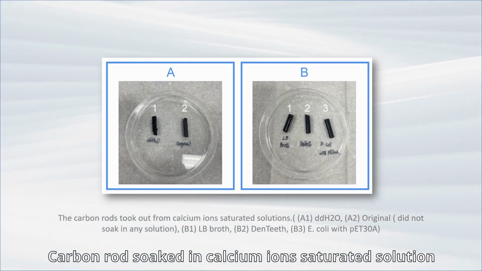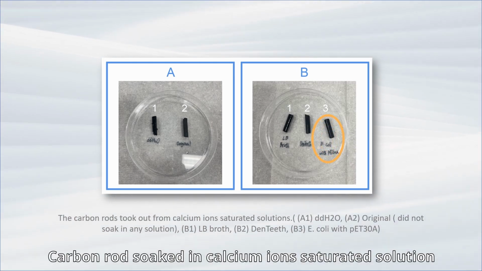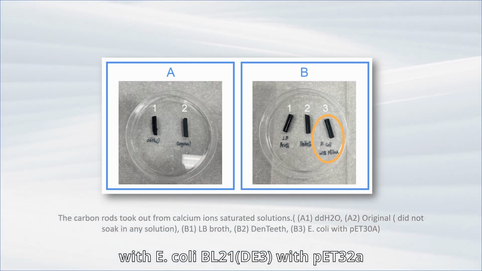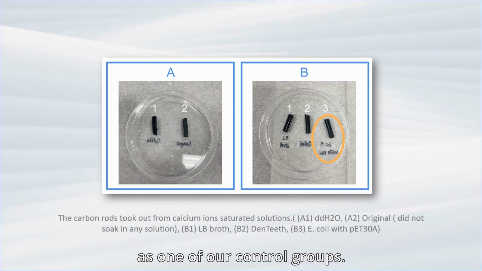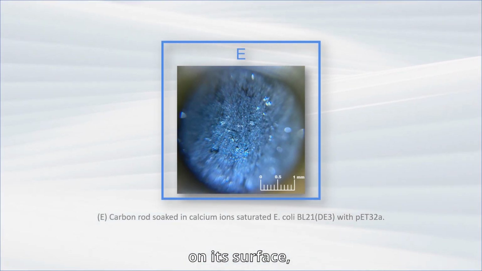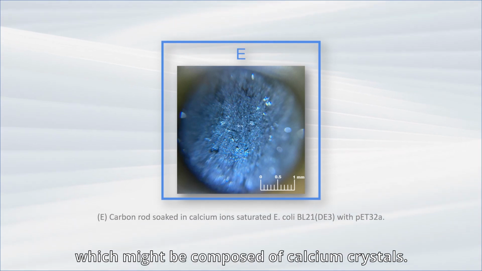Carbon rod soaked in calcium ion saturated solution with E. coli BL21 with PET32A was one of our control groups. The results show that there are many particles on its surface, which might be composed of calcium crystals.